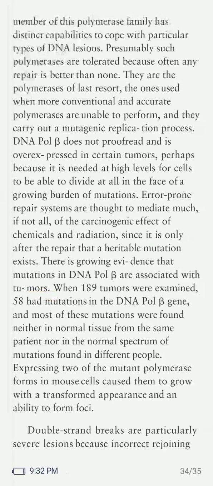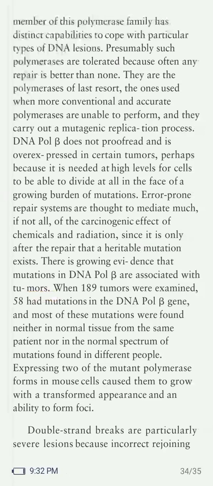Presumably, such polymerases are tolerated because often any repair is better than none. They are the polymerases of last resort, used when more conventional and accurate polymerases are unable to perform, and they carry out a mutagenic replication process. DNA pol beta does not proofread and is overexpressed in certain tumors, perhaps because it is needed at high levels for cells to be able to divide at all in the face of a growing burden of mutations.